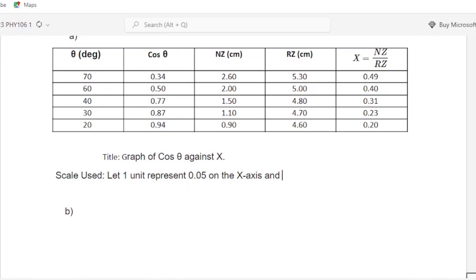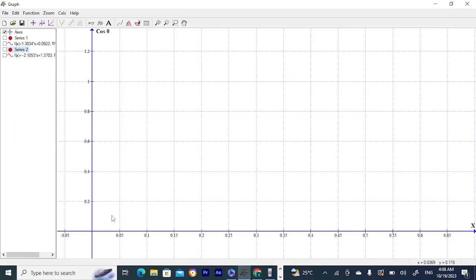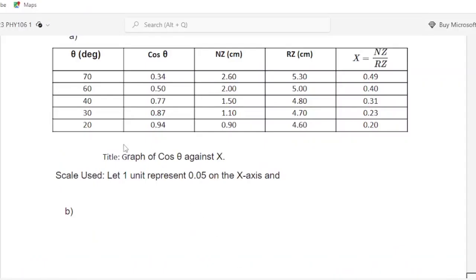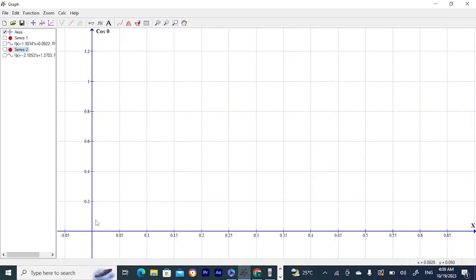And again, go back to my graph sheet. From the origin to this point is one unit. One unit represents 0.2. Of course, 0.2 cos theta, what's your unit? If I go back to this, observe that theta was in degrees. So cos theta should also be in degrees, right? They use DEG as degrees. So I can say, let one unit represent 0.2 degrees on the cos theta axis.